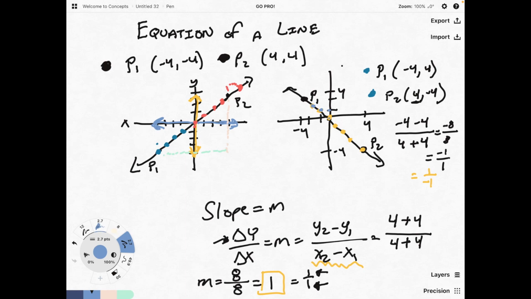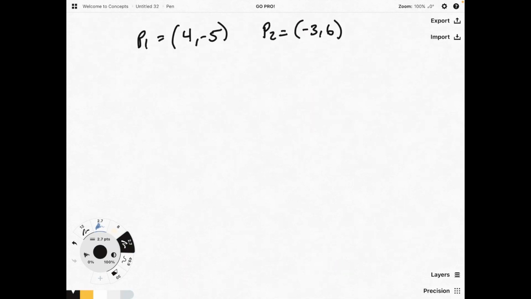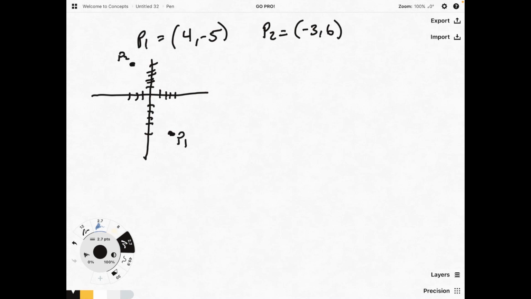Okay, let's try one more example. Looking at our example, we have P1, which is (4, -5), and we have P2, which is (-3, 6). If we wanted to see this graph, all we would need to do is go over 4, down 5, and on this one, we go back 3, up 6. This is P2, and this is P1, and we would connect this line, and we're asked to find the slope.